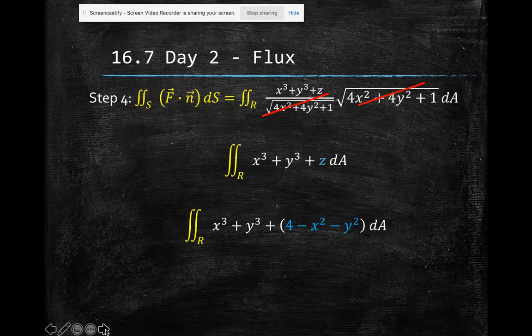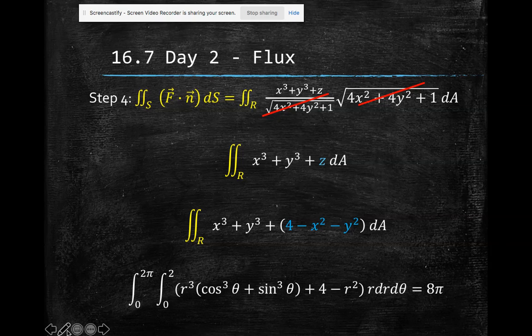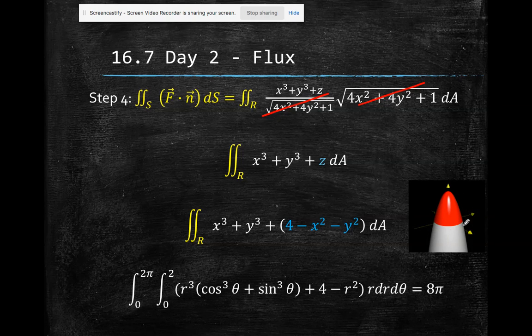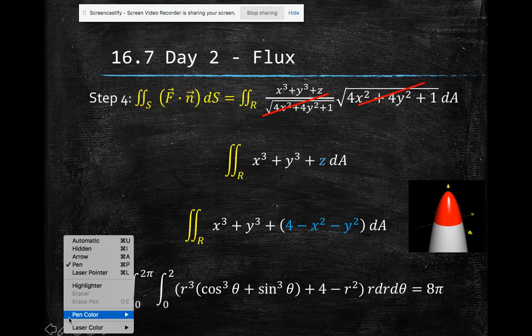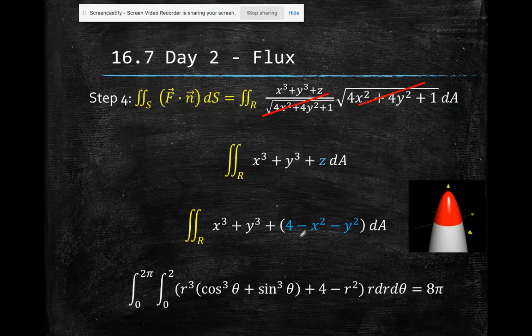Yeah. All right, so now I'm down to a place where I've cleaned this up a bit. This seems a bit more manageable, but remember what our shape was. Right, here was our shape. Hopefully this made you think of polars, which is what I did here. Can you see what I did? That's 4 minus, right, factor out, that's 4 minus r squared. And then this is, right, r cosine theta cubed and r sine theta cubed. Factor out the r cubed.